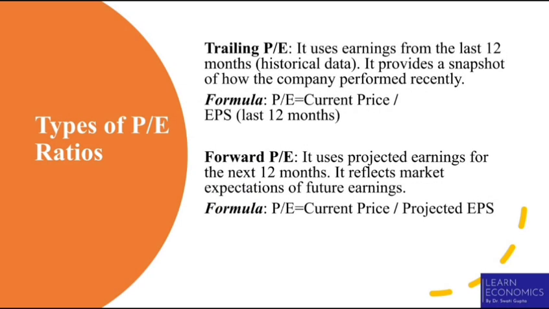Now, types of PE ratio. There are two main types of PE ratio depending on the time frame of earnings. First, trailing PE ratio. It uses earnings from the past 12 months. It is based on historical data. Trailing PE ratio gives a quick view of how the company performed recently. Second, forward PE ratio. It uses projected earnings for the next 12 months. Forward PE ratio reflects market expectations for future earning growth.